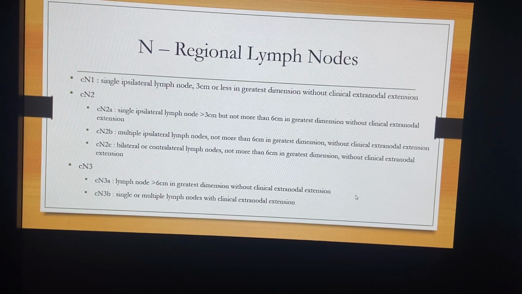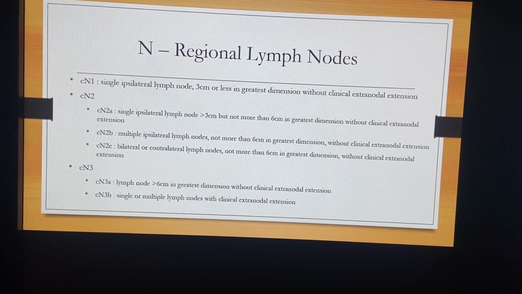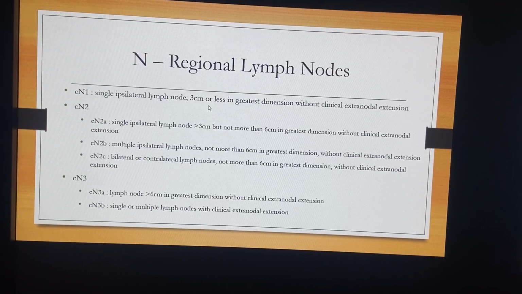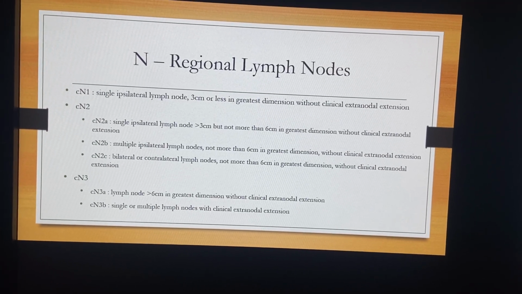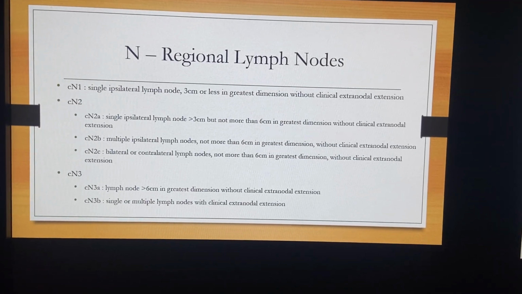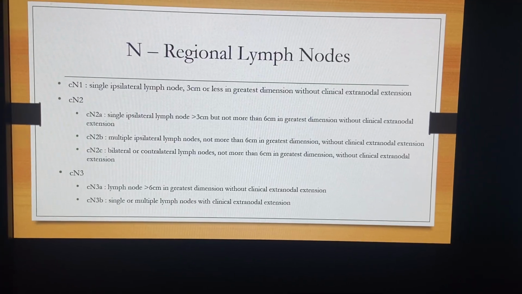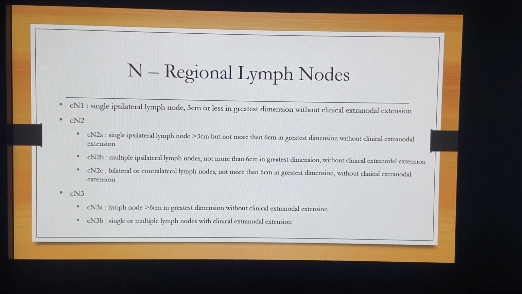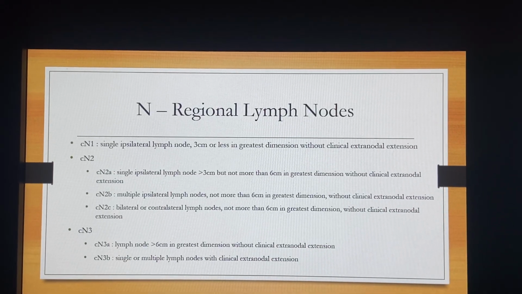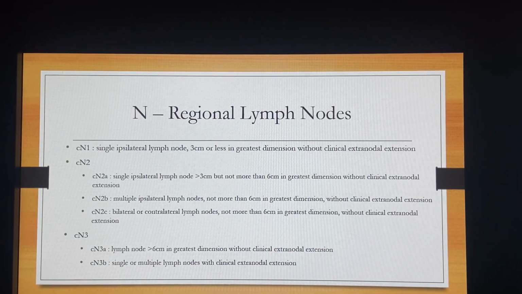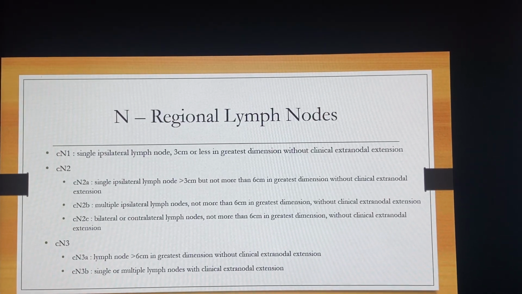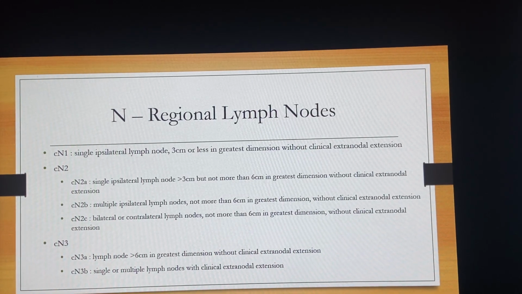Coming to the regional lymph nodes, N staging. N1 is a single ipsilateral node 3 cm or less in greatest dimension without clinical extranodal extension. N2 is subdivided into 2A, which is a single ipsilateral node more than 3 cm but not more than 6 cm in greatest dimension without clinical extranodal extension; 2B, multiple ipsilateral nodes not more than 6 centimeters; 2C, bilateral or contralateral nodes not more than 6 centimeters again.